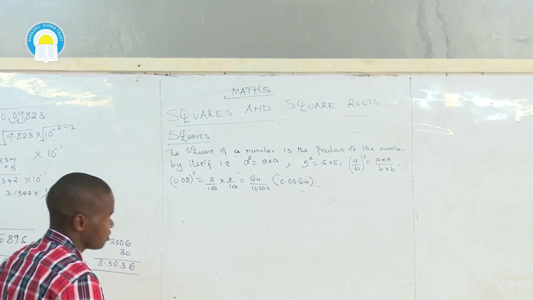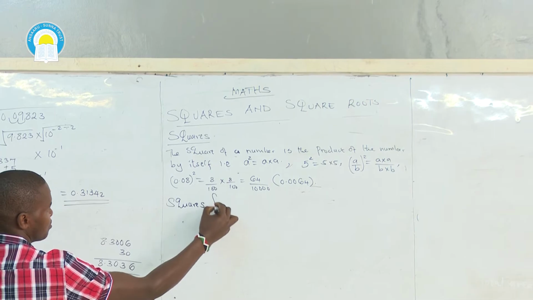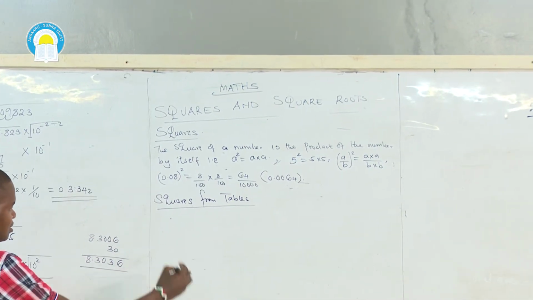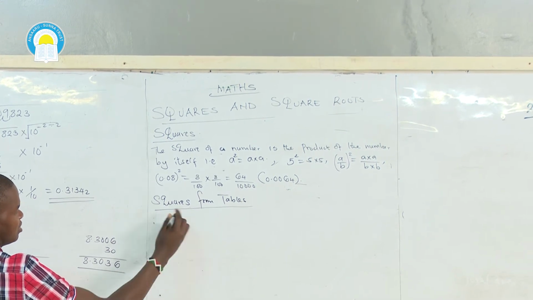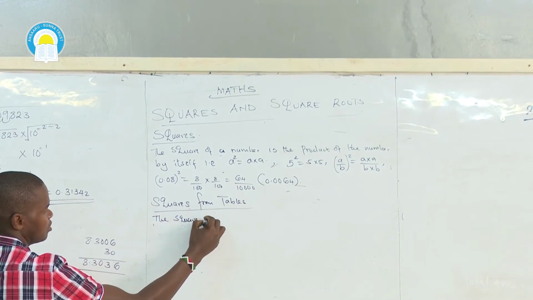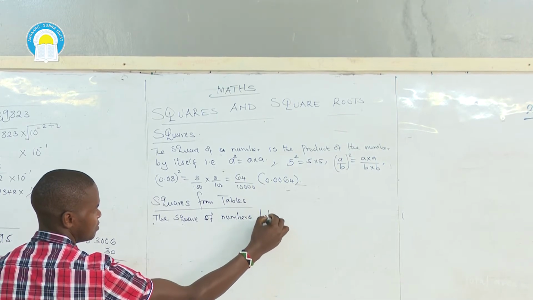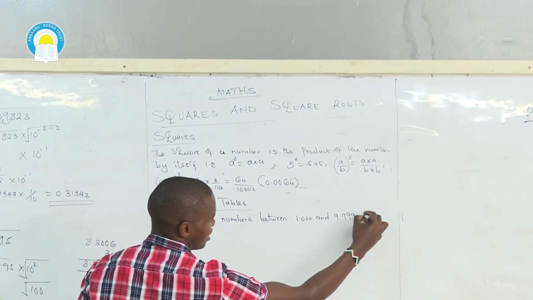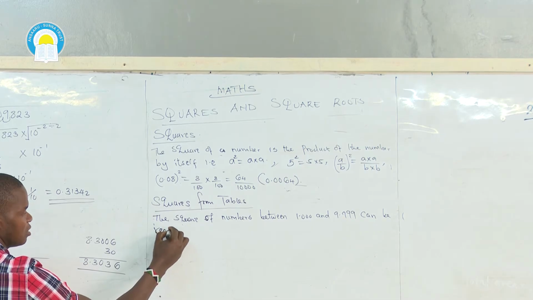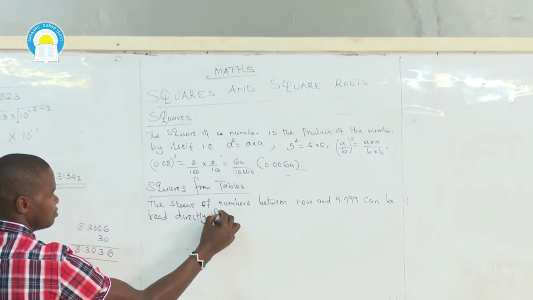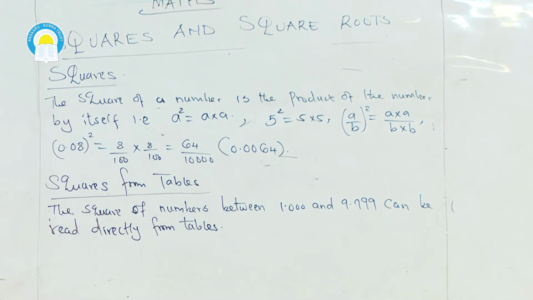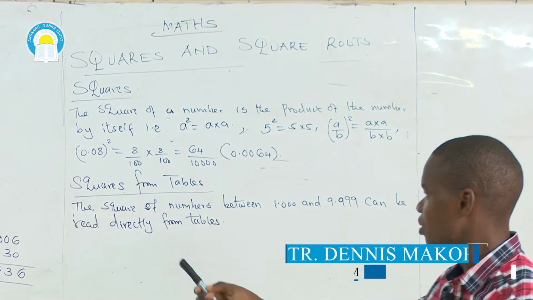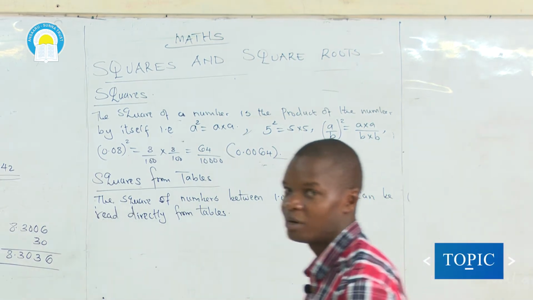We also did some examples on how to find squares from tables. And we said, when finding squares from tables, the squares of numbers between 1.000 and 9.999 can be read directly from tables. Squares of numbers between 1.00 and 9.99 can be read directly from tables. For any number between 1.00 and 9.99, just read the square of that number directly from the table.